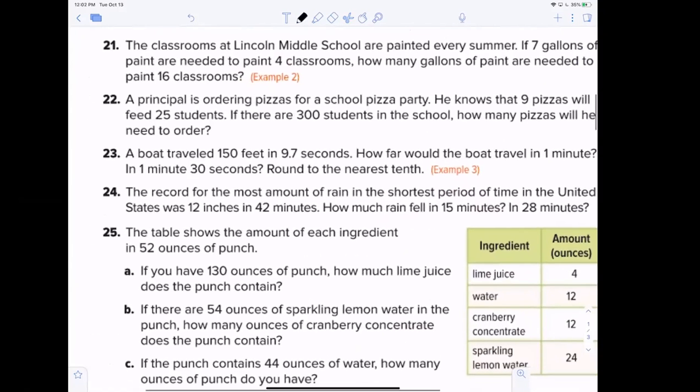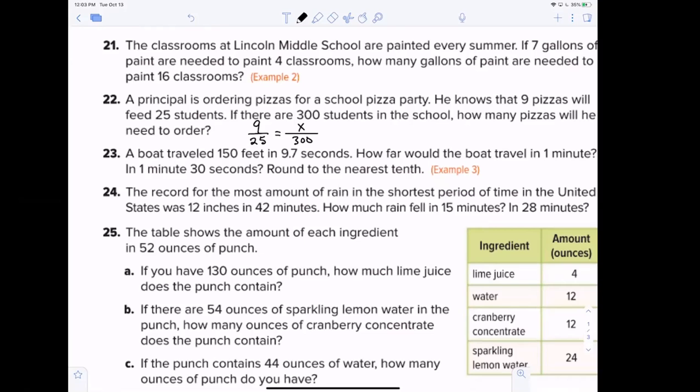So 9. Exactly. There are 200 students in this school. How many pizzas will be ordered? So then you're going to do 300 on the bottom. Yes, good job.